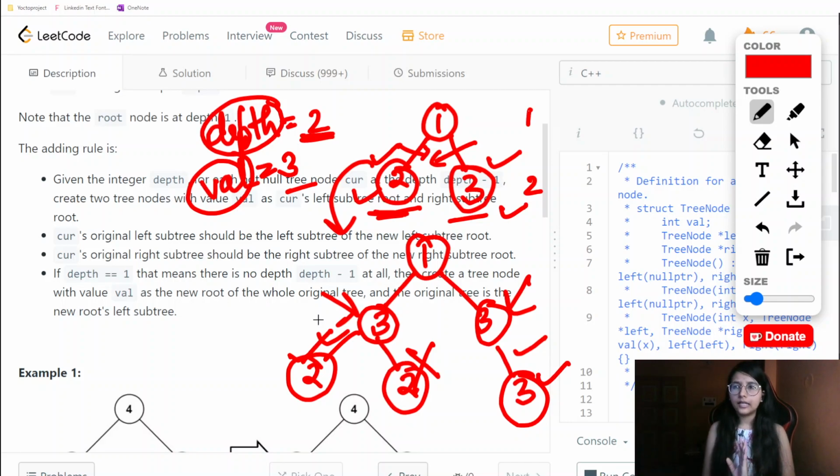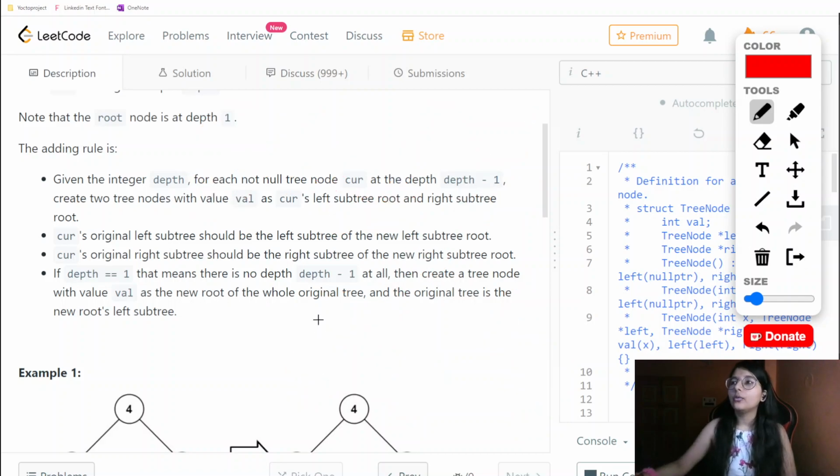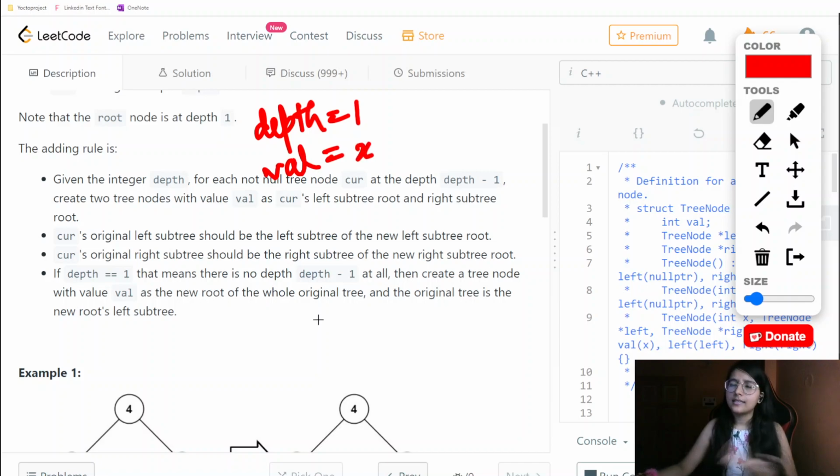So basically these are the adding criteria. And one more thing which they have given to us: if the depth at which we are required to add is 1, and some value, say x, any value is given to us, and the tree which is given to us, whatever that tree is.